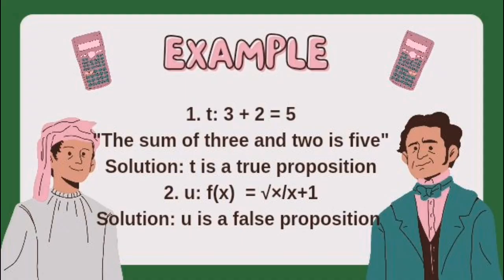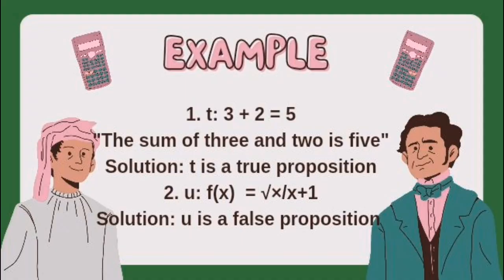First, the proposition T: 3 plus 2 is equal to 5. Since we can read it as the sum of 3 and 2 is 5, the proposition T is a true proposition.